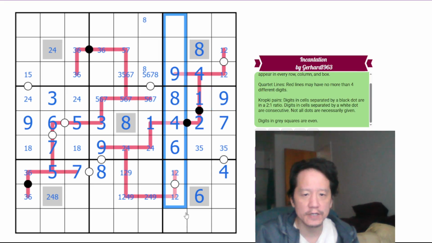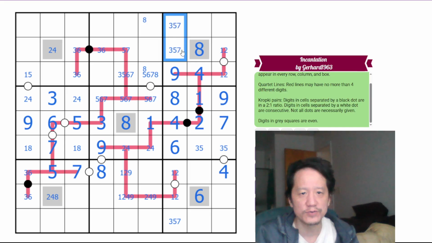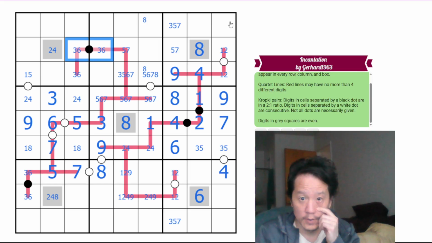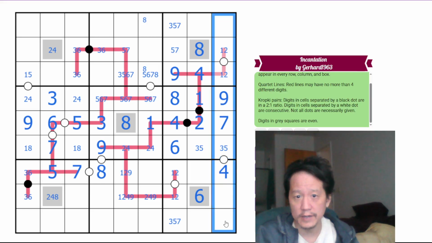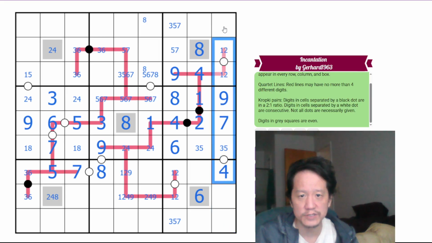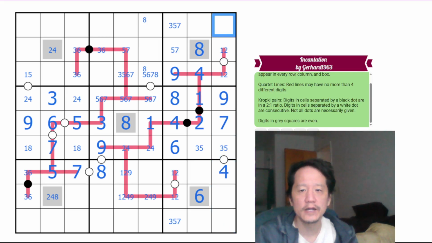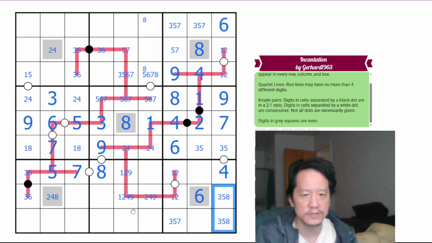Remaining digits in column 7 are 3, 5, and 7. So this is 3, 5, 7. These are 3, 5, 7, but this can't be 3 because of the 3, 6 pair in the row. Remaining digits in column 9 are 3, 5, 6, and 8, but this can't be 6. Where is the 6 in column 9? It has to be here. This is then 3, 5, and 7. This is 3, 5, or 8. And we don't know which one that is.